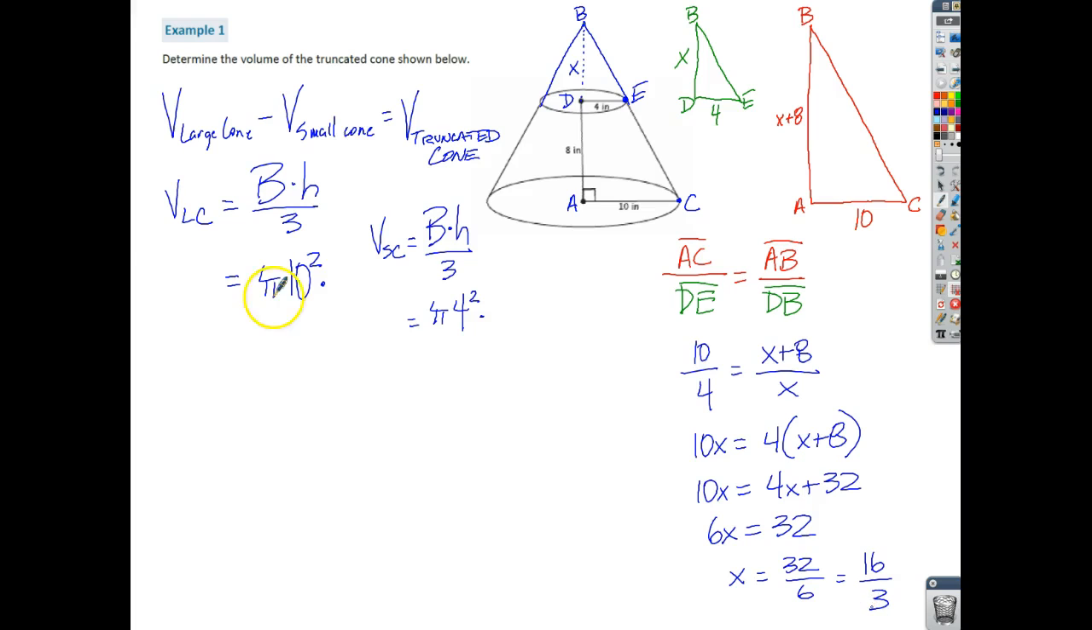So then let's go ahead and say pi times 10 squared. Now I know that x is this one. This is the large cone, right? So the large cone is going to be 8 plus x. So let's figure out what x plus 8 is. I'm going to call this height 1, and we can call this height 2, okay? So we'll say that height 1 is equal to x plus 8.